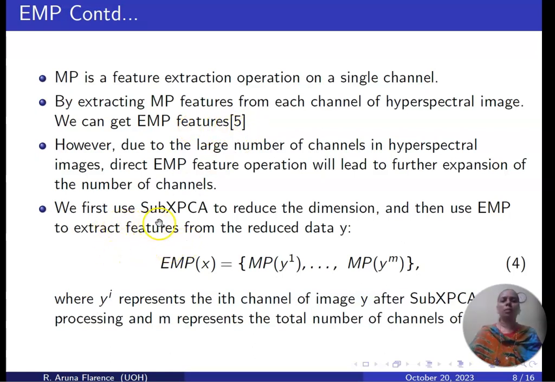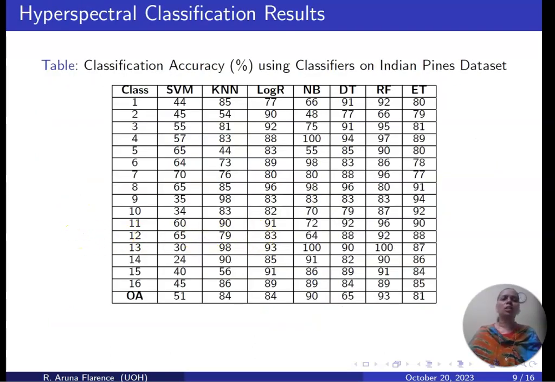First, we apply SubXPCA to reduce the spectral dimensions and then apply the extended morphological profiles to reduce the spatial dimensions. And these are the results we got after applying the dimension reduction on the classification by using different classifiers: support vector machine, k-nearest neighbor, logistic regression, naive Bayes, decision tree, random forest, and extra trees.